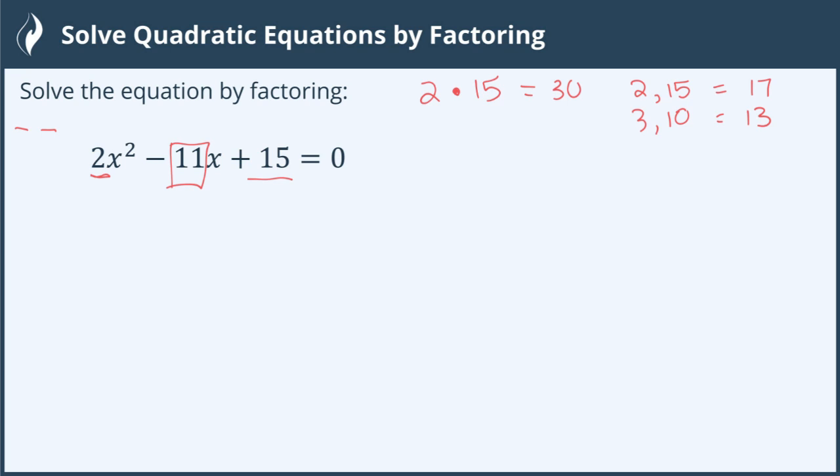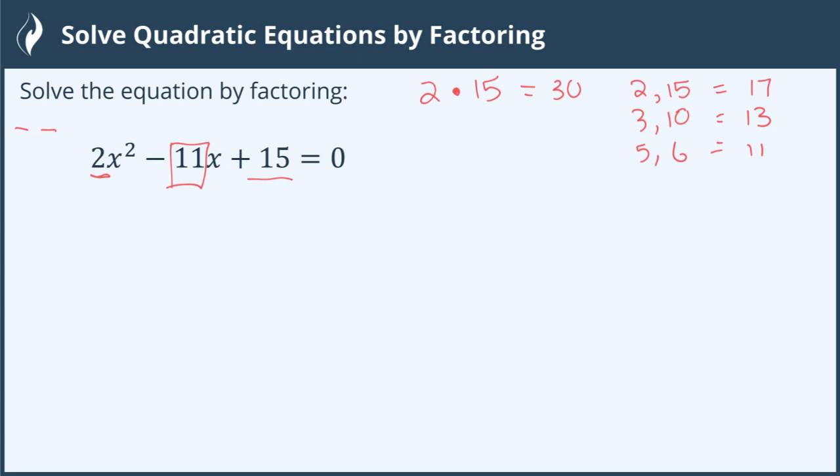So now I'm going to try 4, which doesn't go into 30 evenly, so then I'll try 5. And 5 times 6 gives me 30. If I add 5 and 6 together, I get 11. And now I have my 11. Okay, and you'll see how the signs are going to work out as we work this out.